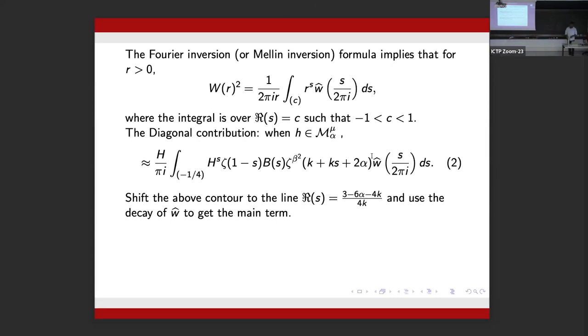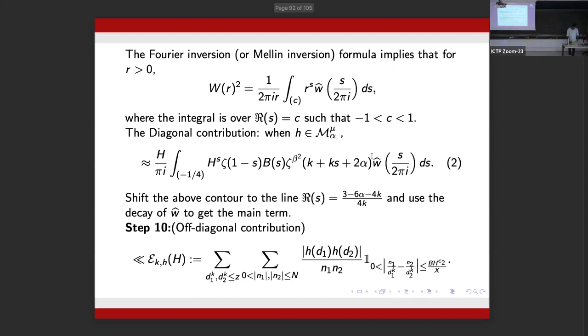So now you simply shift the contour, using the decay. When you are shifting the contour, you have to estimate the tail parts, which needs the decay of this Fourier transformation of W. You need quite a good decay that you have to apply. And in the next, off-diagonal case, we need to estimate this form. So this is a kind of counting problem, as you see.